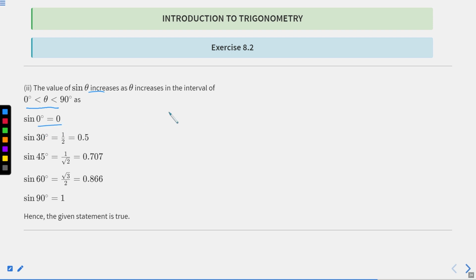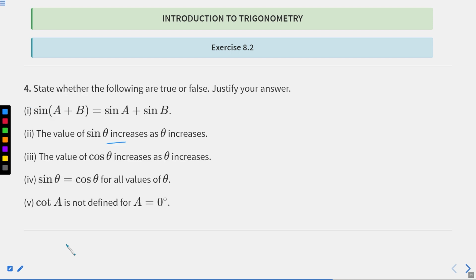that is 0.5. And sine 45 degree is equal to 1 by root 2, and this is equal to 0.707 in decimal. And sine 60 degree is equal to root 3 by 2, and this is equal to 0.866. And sine 90 degree is equal to 1. Hence, the given statement is true. So the second statement is basically a true statement. And now let us see the third statement.